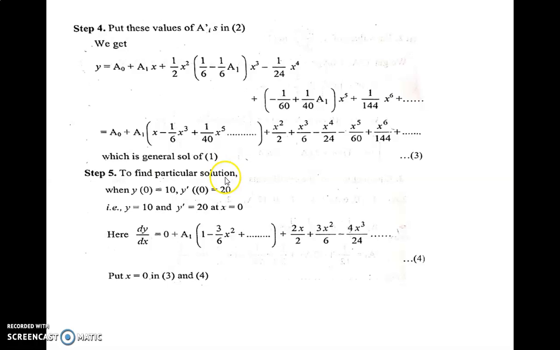But to find the particular solution, because we are given initial values, y(0) is equal to 10 and y dash 0 is equal to 20. So we are given y is 10 and y dash 20 at x is equal to 0. Now here you have to find dy by dx, because we have y as this, you have to find dy by dx from the third equation. So it becomes 4. Now put x is equal to 0 in the third and fourth equations.